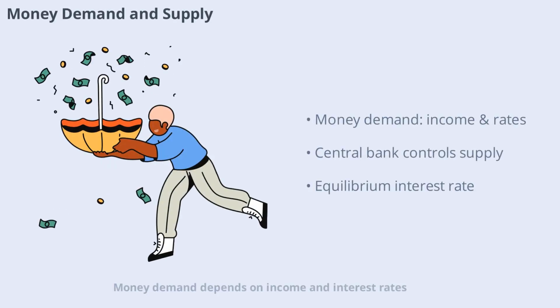Money demand depends on income and interest rates. Higher income increases the need for transactions, while higher interest rates make holding money less attractive compared to interest-bearing assets. The money supply is typically controlled by the central bank. The intersection of money demand and supply determines the equilibrium interest rate for a given level of income.